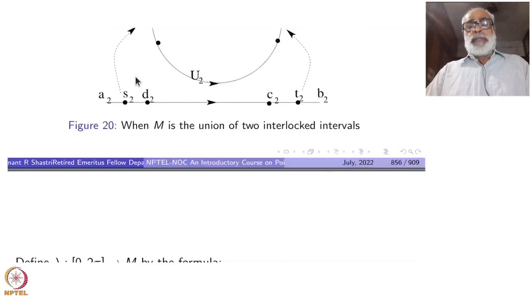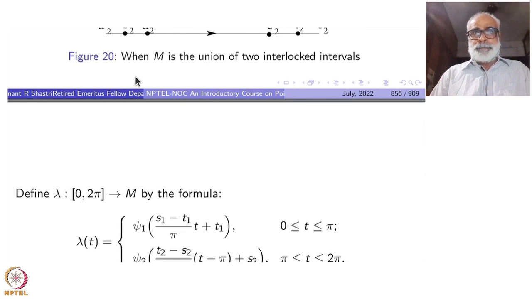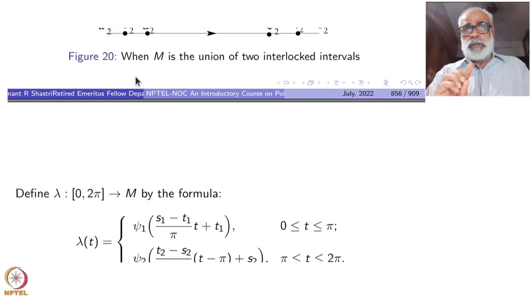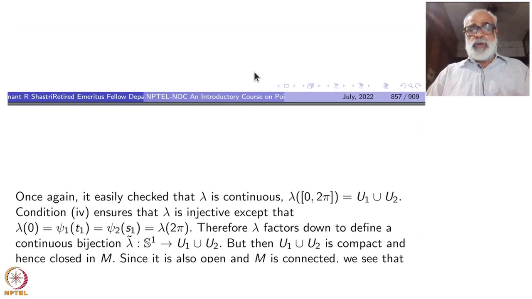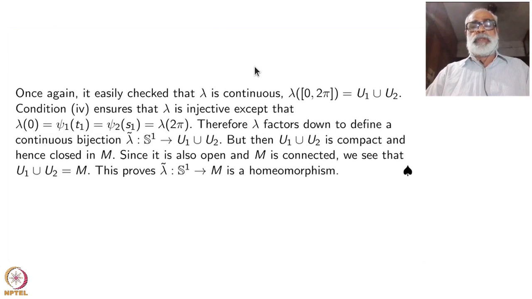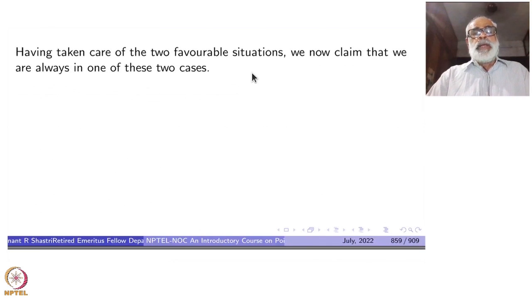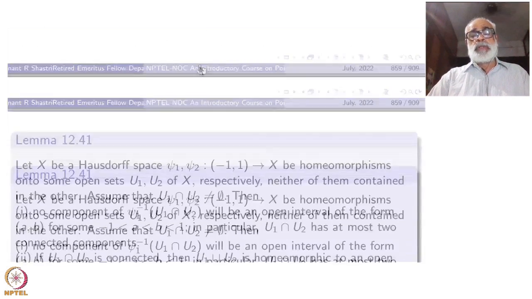Okay. So, two important cases which will produce the two different final conclusions have been covered. So, now the claim is that there is no other case. Okay, these are the only two cases, that's okay. That is the whole idea. All right. So, of course, in the second case, we have yet to complete the proof also. There is also that part. Having taken care of these two favorable situations, we now claim that we are always in one of these two cases. What is the meaning of that?